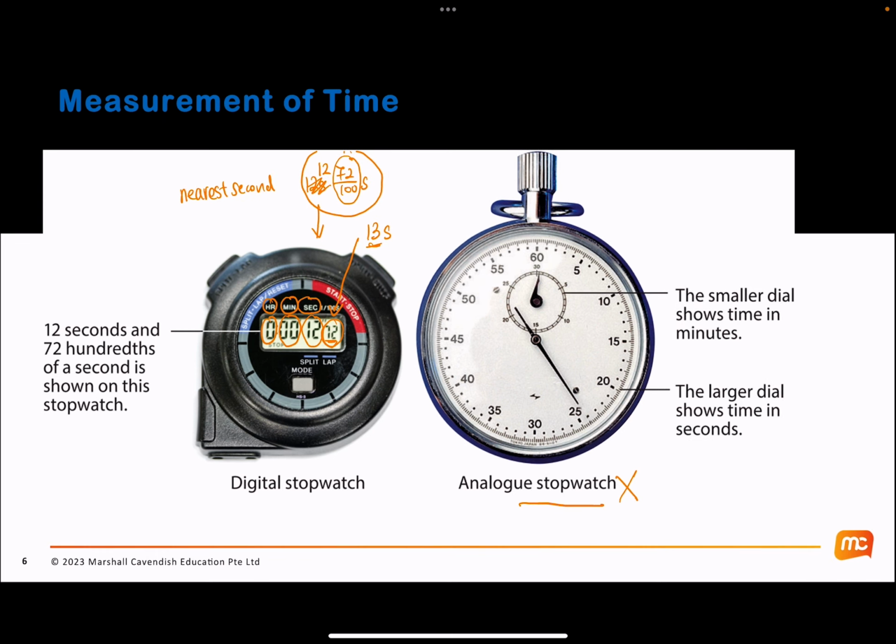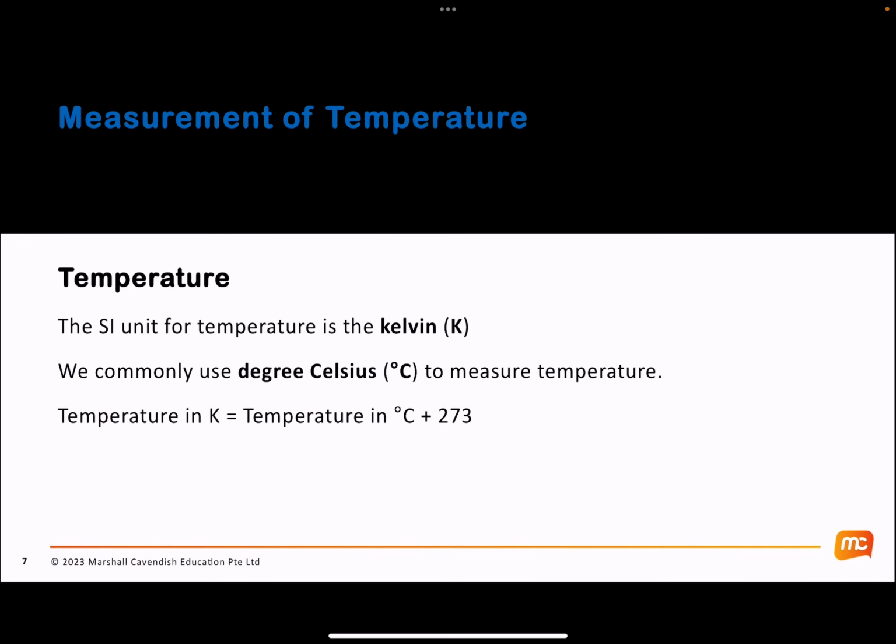Okay, so that is time for us. Okay, let's move on. Temperature. Temperature SI unit is Kelvin, and this is the symbol. We normally use degrees Celsius to measure temperature. So what is the relationship between Kelvin and degrees Celsius? The relationship is actually shown here.